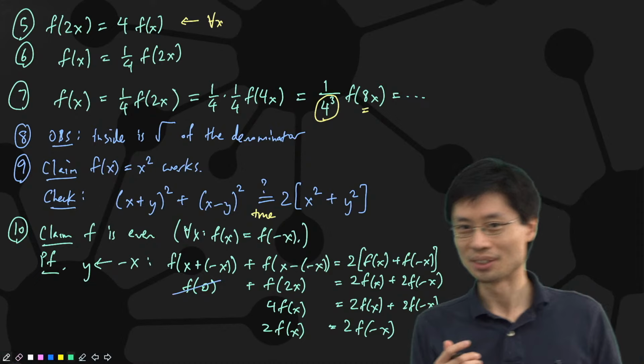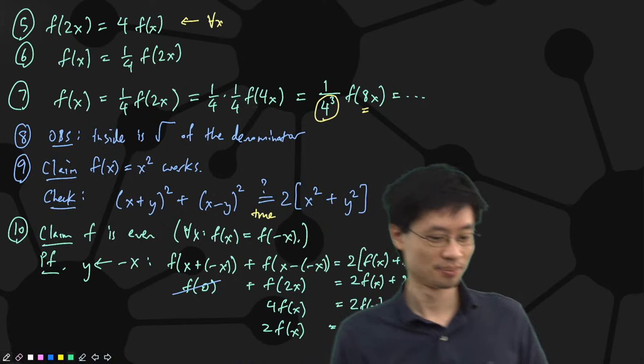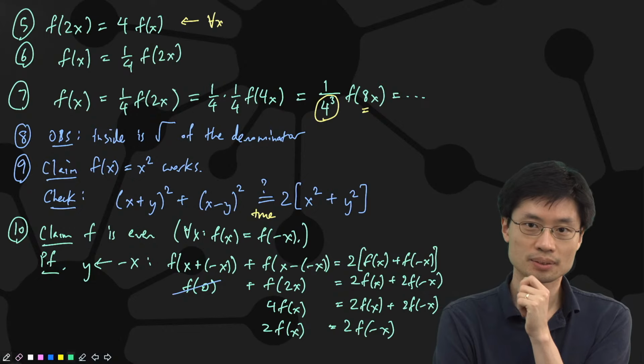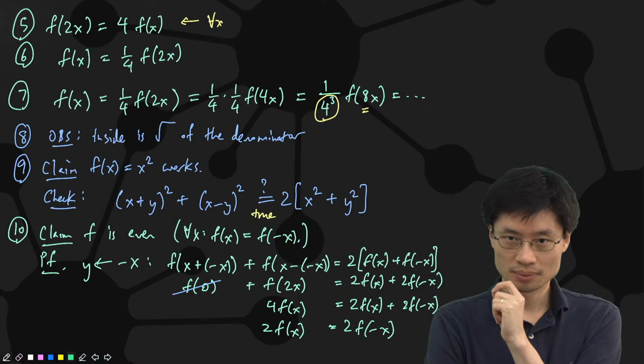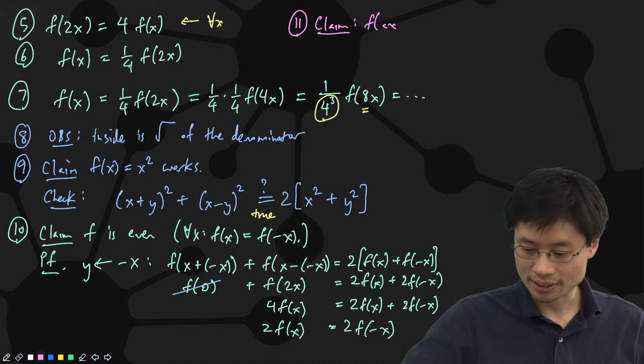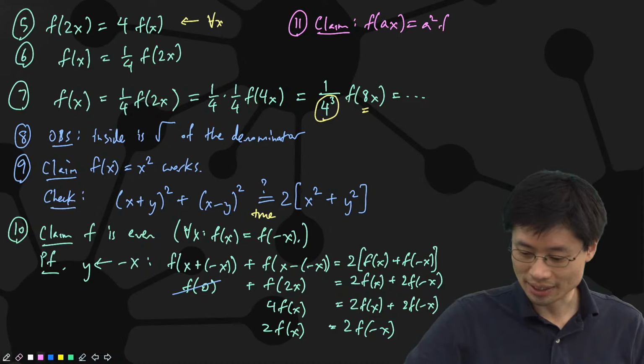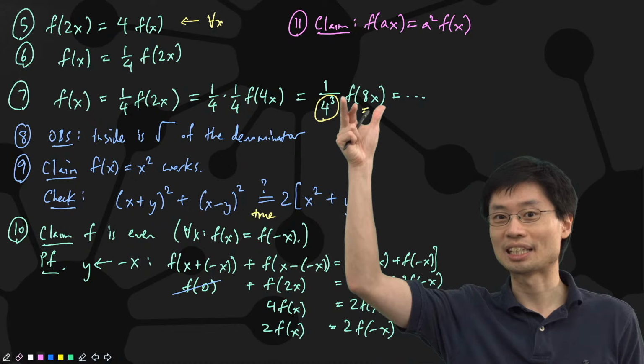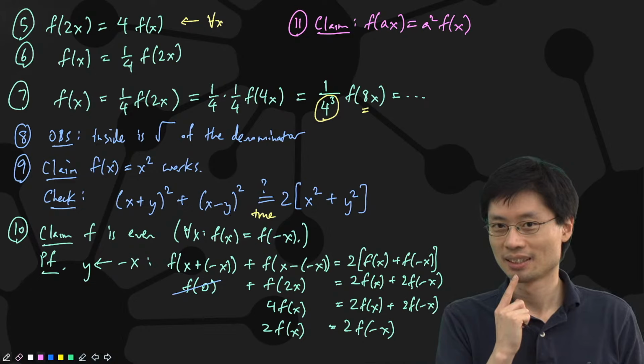Joyce Chan, sorry, I couldn't really hear. Did you say f of ax equals a squared f of x? Are you saying that you want to make a claim that f of ax is equal to a squared f of x? So we didn't prove that yet. I think you have a suspicion that that's true, and that's what this was here. This was a suspicion, but we don't have it proved yet. You might be able to prove it.